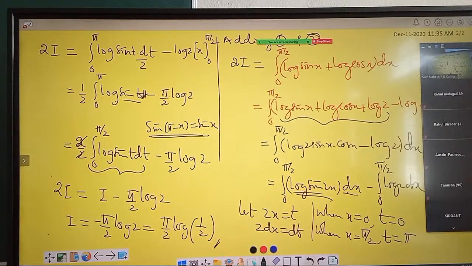Shall we go for the next problem? Next problems are a bit different. We are talking about the algebraic functions next. Algebraic functions.